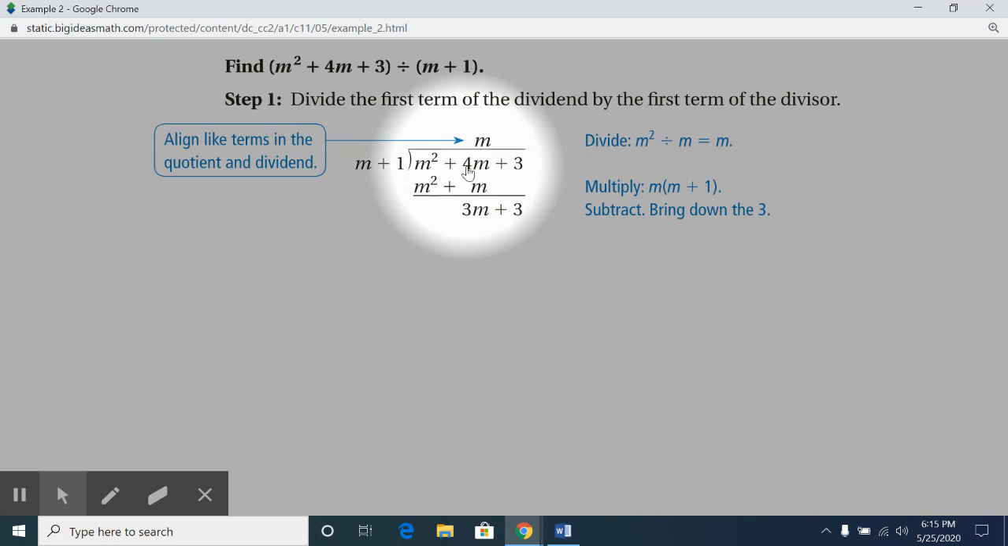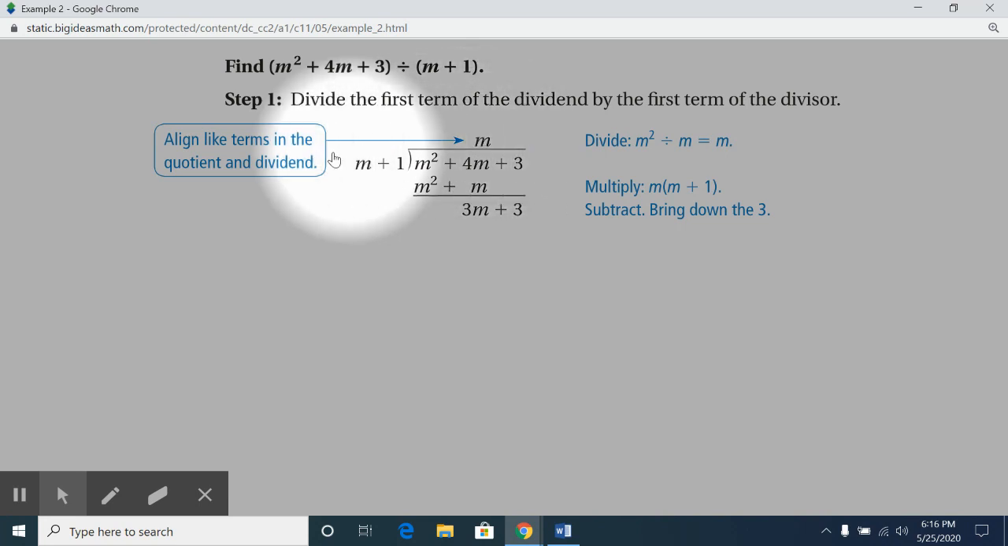This m squared plus 4m plus 3 is called the dividend, and m plus 1 is called the divisor. I'm going to be using that vocab, so hopefully we know it for this lesson. Step 1 says to divide the first term of the dividend, which would be m squared, by the first term of the divisor, which would be m. They're asking, what is m squared divided by m? It would be m. Another way I like to think of it is, what can I multiply by m to get m squared? Which would obviously also be m.